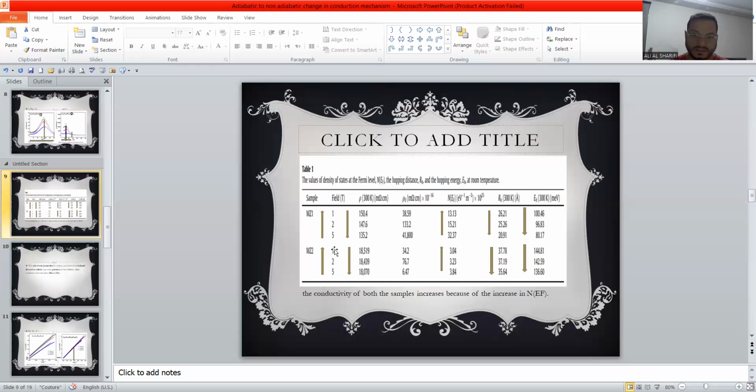200% of zinc doped, when increasing from 1 Tesla until 5 Tesla, what will happen? The same thing: the resistivity, hopping distance, and the last one, hopping energy, will decrease too, except the density of states near the Fermi level will increase. That means the resistivity is decreasing, so the conductivity increases. Because what? Because the density of states near the Fermi level is increasing. That means the relation between the conductivity and the density of states near the Fermi level.